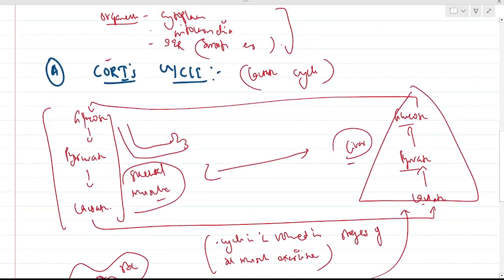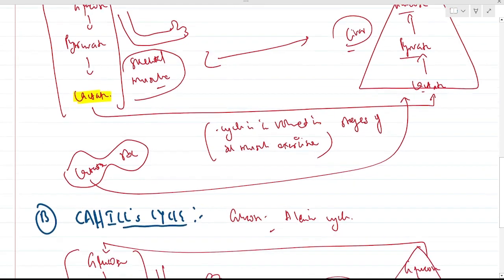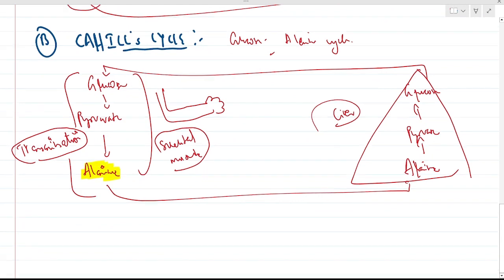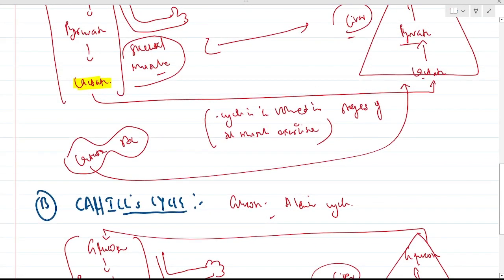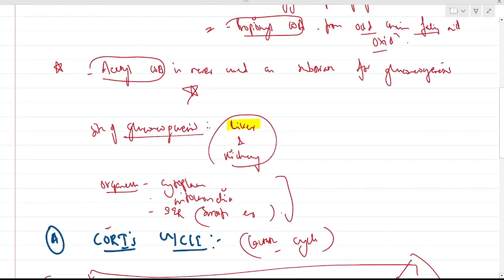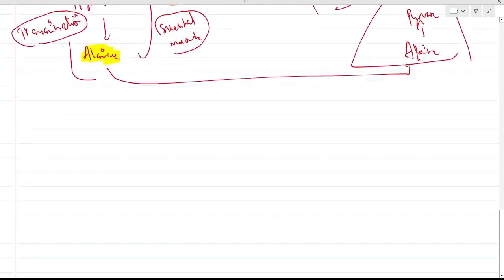Here it was the glucose lactate cycle, or lactate cycle. Here it was the glucose alanine cycle. These two cycles are very important in understanding how these two, lactate and alanine, enter into the liver, where gluconeogenesis takes place. Alanine is the principal gluconeogenic amino acid. Okay, Cori cycle and Cahill cycle. Cori cycle, lactate cycle; Cahill cycle, glucose alanine cycle.